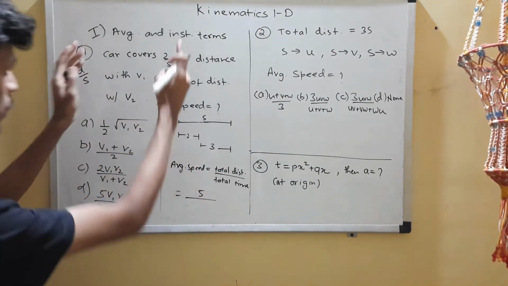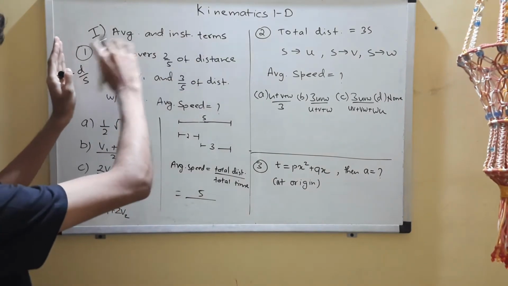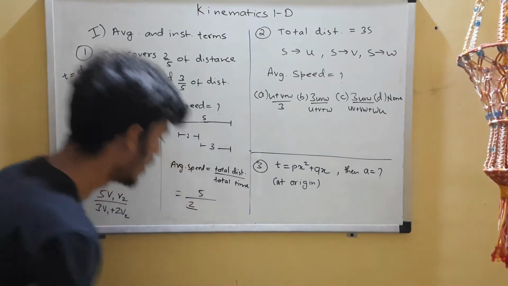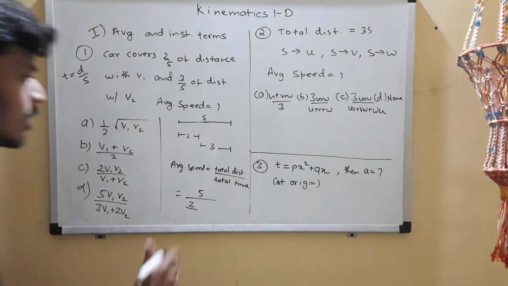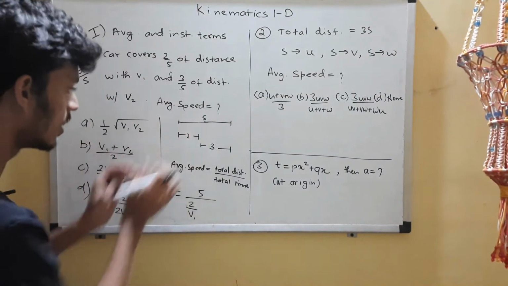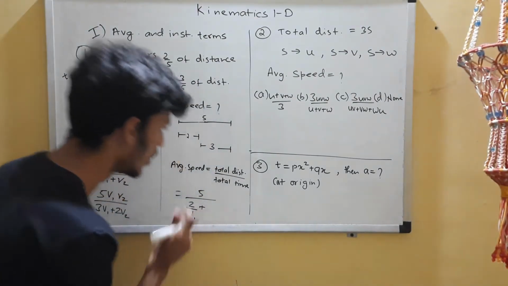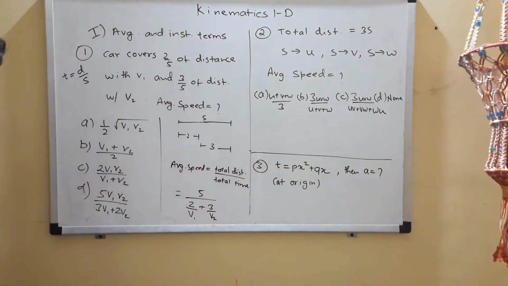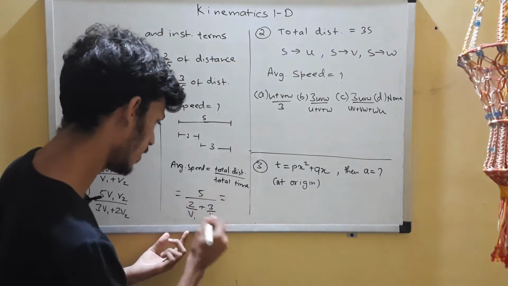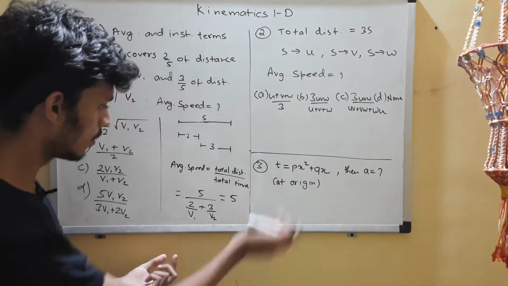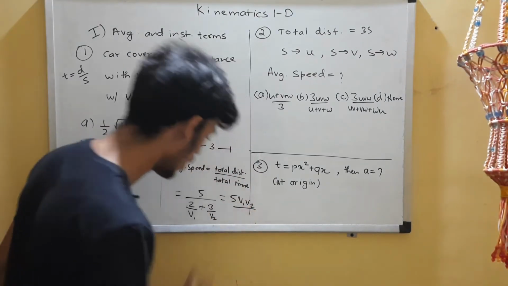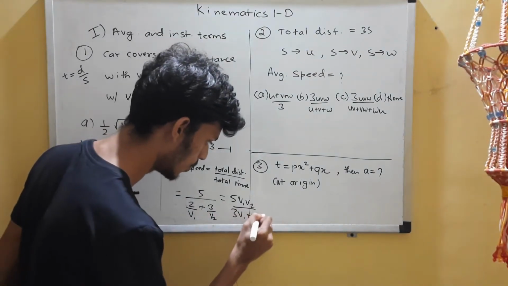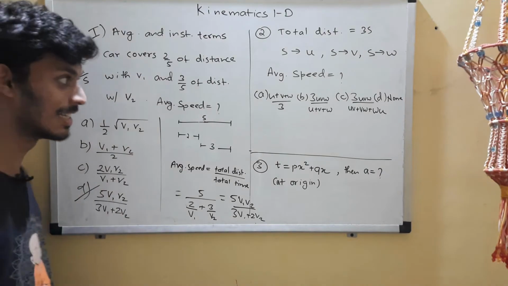For the first half, the car covers 2/5 of the total distance, which is 2, with velocity v1, so time is distance upon speed. The time for the second journey will be distance upon speed, where distance is 3 and speed is v2. Now you can clearly see the answer from here. You can take the LCM, so v1 into v2 will go on top, 5v1v2, and here you'll get 3v1 plus 2v2. So option D is the correct choice over here.